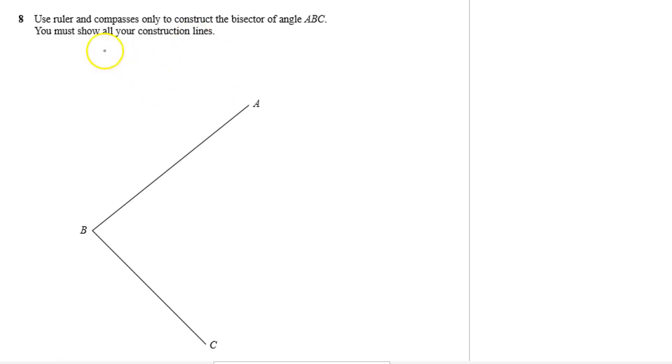So what you have to do is, in your compasses, take a very small radius, say this. Put your compass here and draw an arc. Then without changing the radius, put your compass here and draw one arc. Then put your compass here and draw another arc. And with the ruler you join this line.